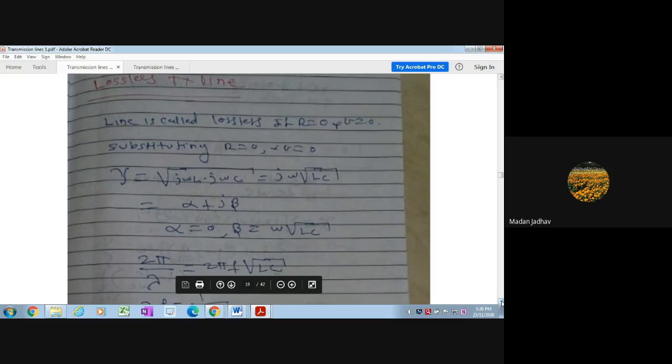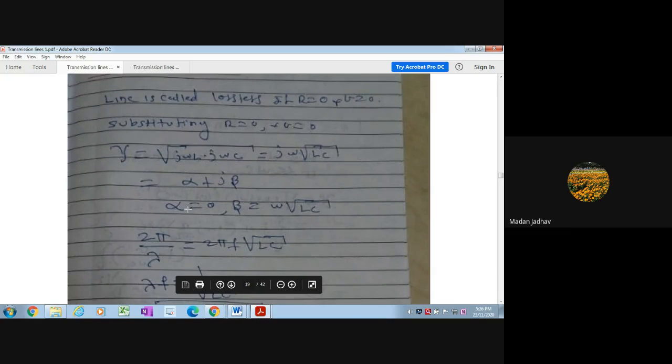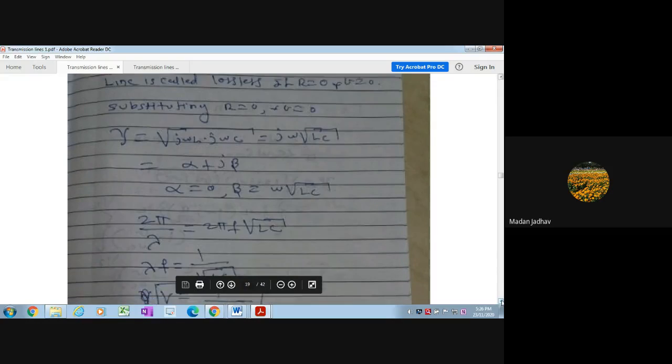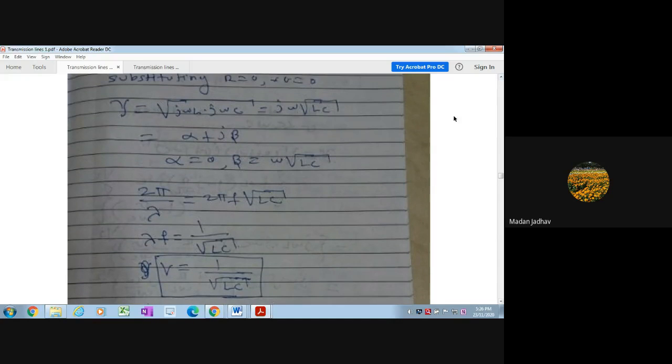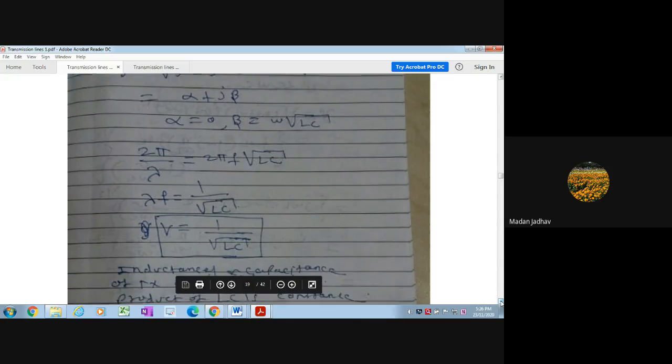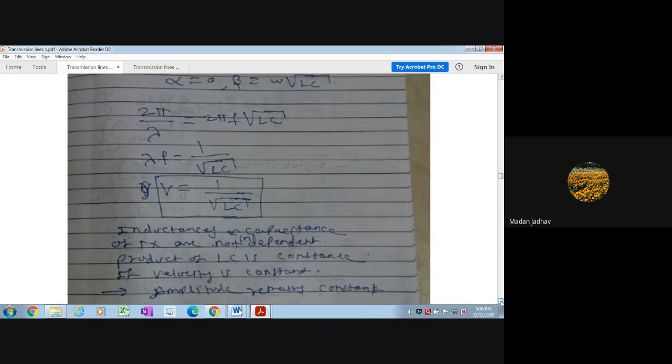Therefore alpha is equal to 0 for a lossless transmission line, beta is equal to omega into under root of LC, and the phase velocity is equal to 1 upon under root of LC. For the lossless line, these are the conditions: R is equal to 0, G is equal to 0, alpha is equal to 0, beta is equal to omega into under root of LC, and the phase velocity is 1 upon under root of LC.